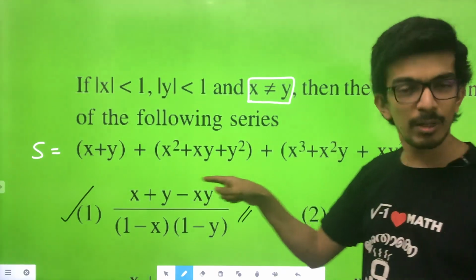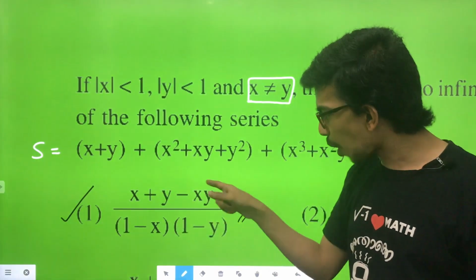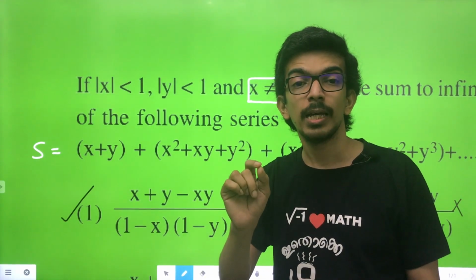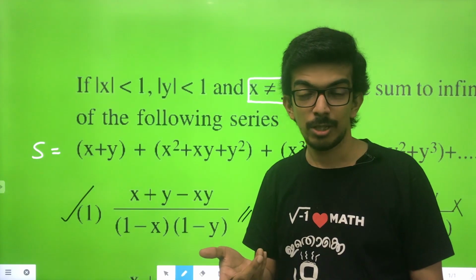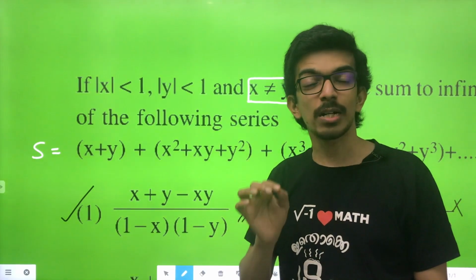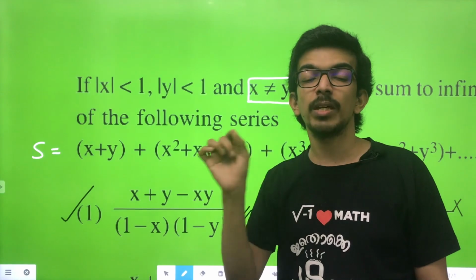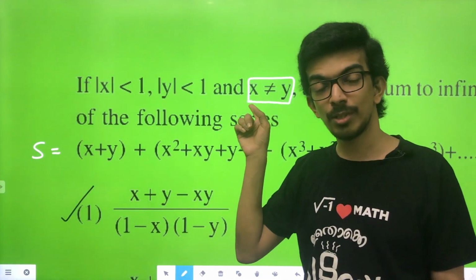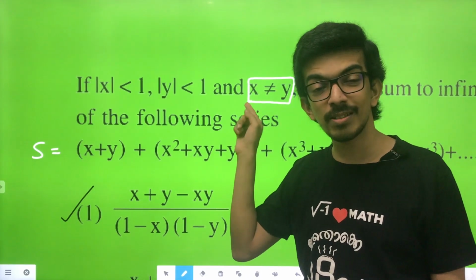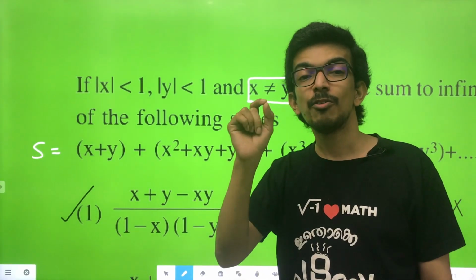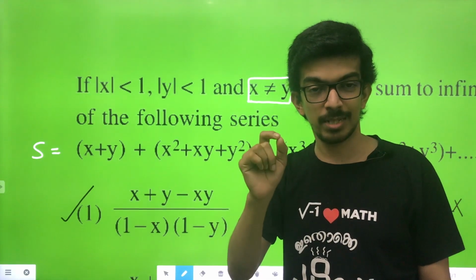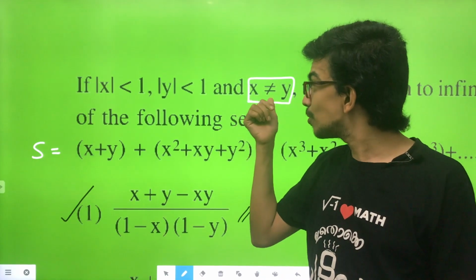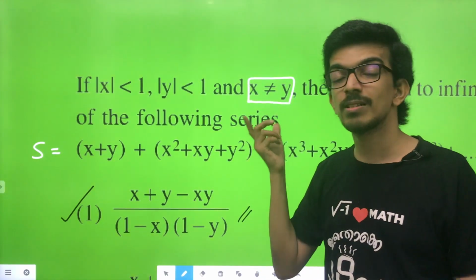Will it? It will not. And even in the options, there is no single expression that has x minus y in the denominator. So there is absolutely no reason to worry about x being equal to y. Clear? Even though it is given in the question, and we use this idea as a hint in the first part of our question, here we are going to use the idea that this information is not required.